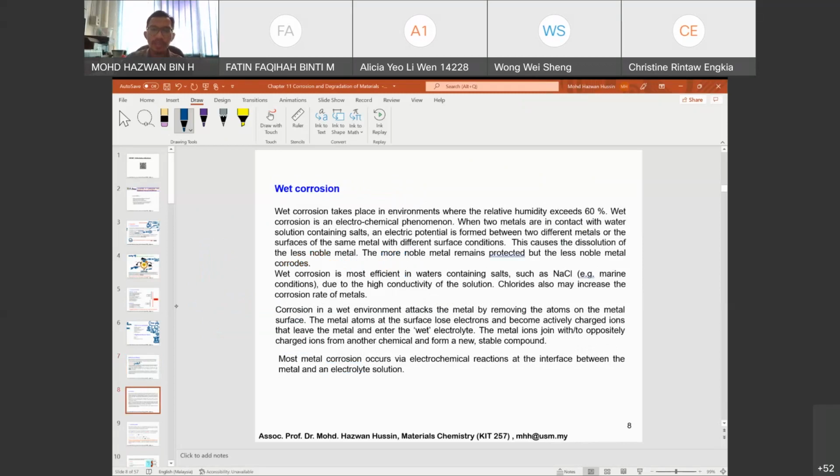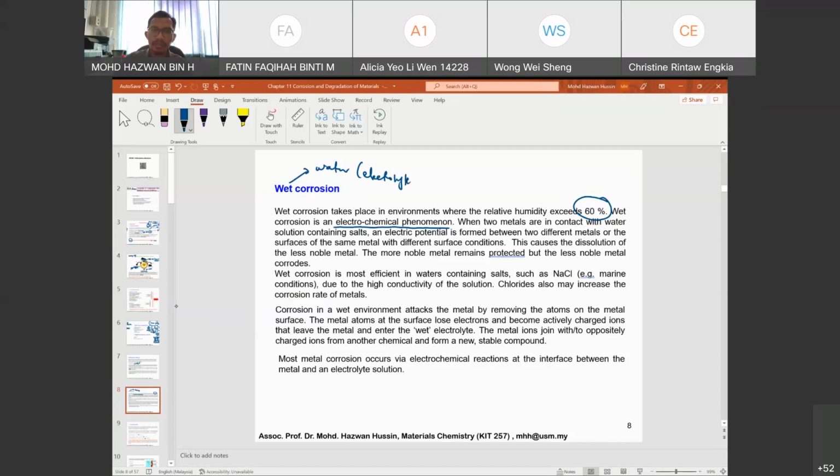The most common one that you've seen a lot is of course wet corrosion. Wet corrosion takes place in relative humidity that exceeds 60%. When the relative humidity exceeds 60%, it means that it will be mostly wet or watery. Because you have water, it will be considered as the electrolyte of the corrosion process, and therefore the corrosion process is known to be an electrochemical phenomenon.